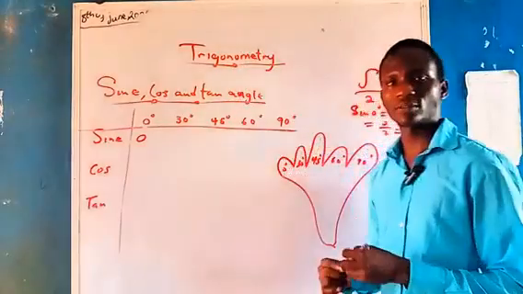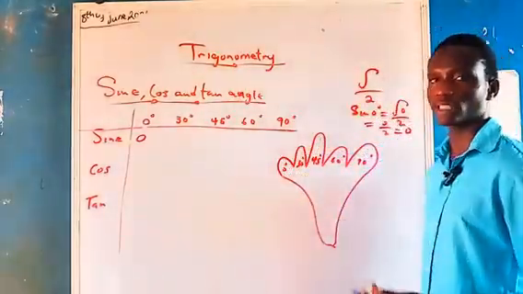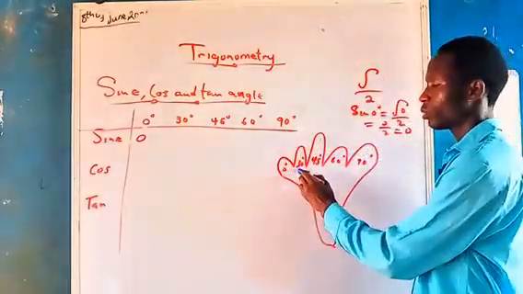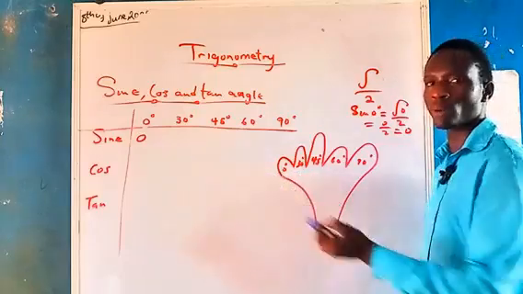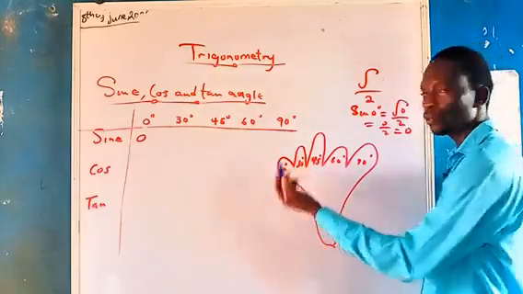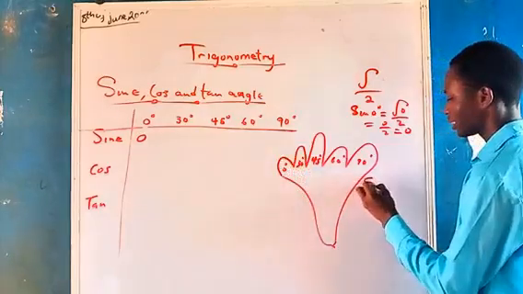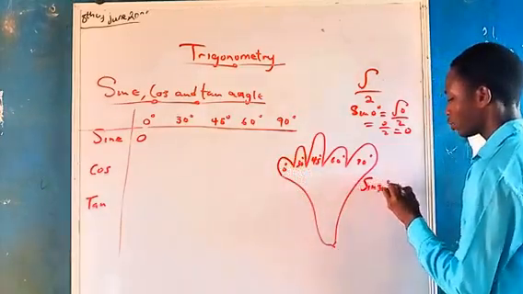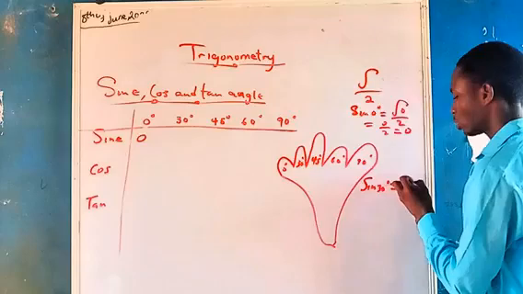I hope you get that now. Now let's look at this next one. If you come to the left, how many fingers do we have to the left? That's just only 1. That will be sine 30 degree equals, 1 finger is left, square root of 1 over 2.